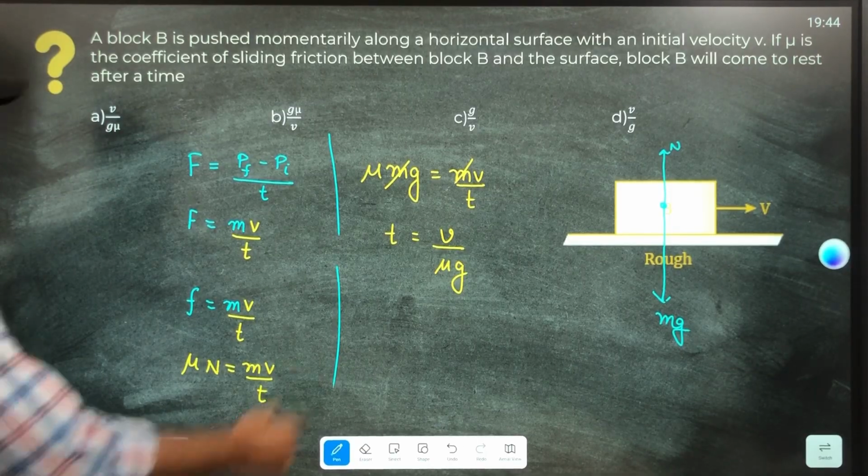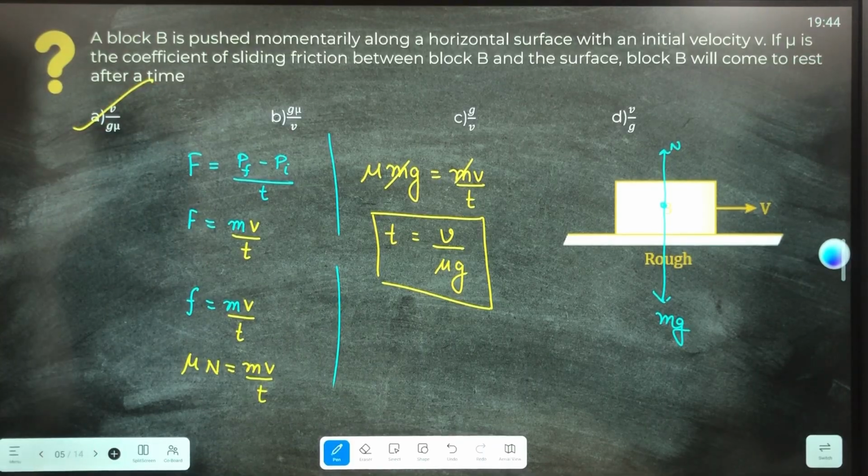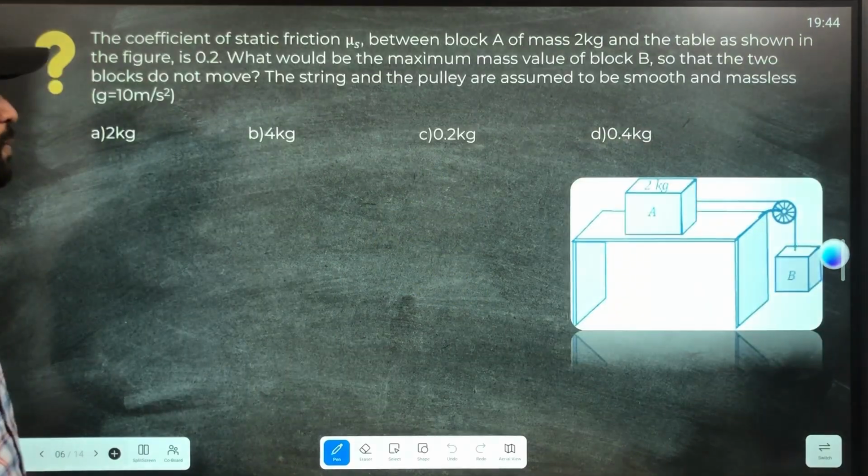Correct? So V by mu g, this is the time after which the block will come to rest. Option A is correct. I hope this is clear. Understood? Very simple problem. Let's see the next one.